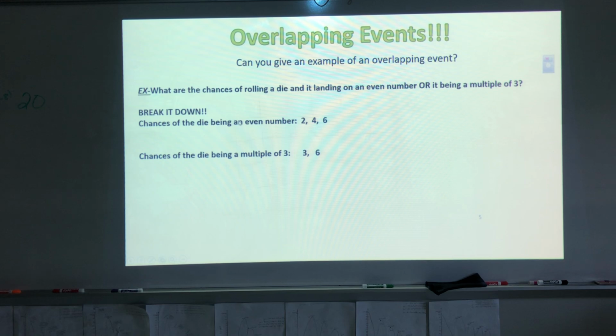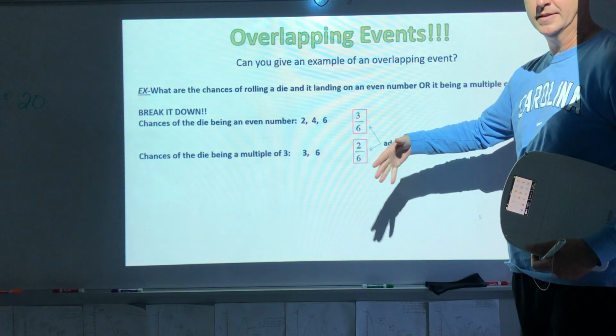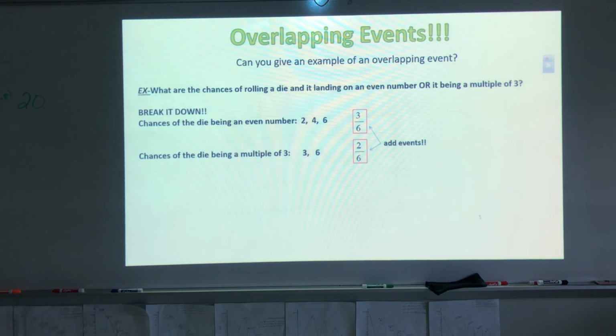So the chances of a die rolling and being an even number, you can only roll a 2, 4, 6, right? That's a 3 out of 6. That's a 1/2. You have a 50% chance. The chances of rolling a 3 or 6, 3 and 6 are multiples of 3. That's a 2 out of 6. That's a third, right? I left the denominators the same because just like mutually exclusive, we have to add these events together. So 3 out of 6 plus 2 out of 6 is 5 out of 6.